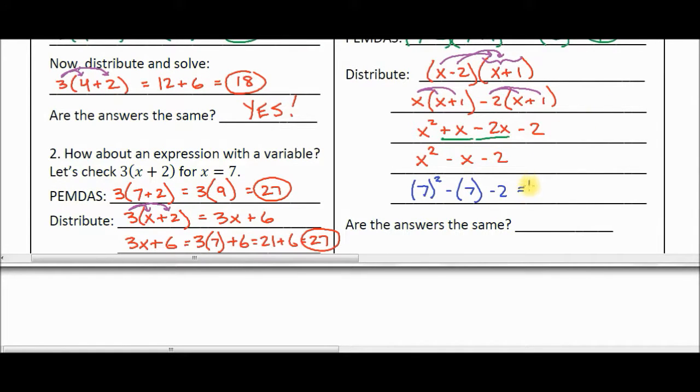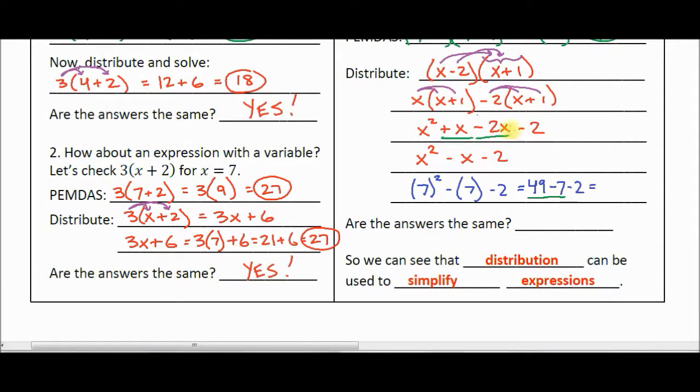7 squared is 49 minus 7 minus 2. Remember, we add and subtract from left to right. So we do the first two terms first here. 49 minus 7 is 42. Sorry, let me correct that. I wrote the wrong number. It's 42. Now we still have to subtract the 2. We're going to subtract the 2 from the 42 and we get 40.